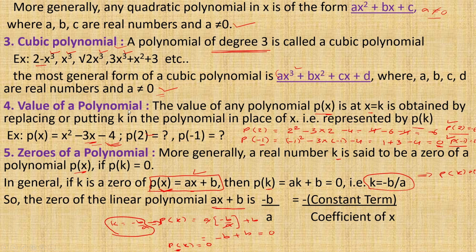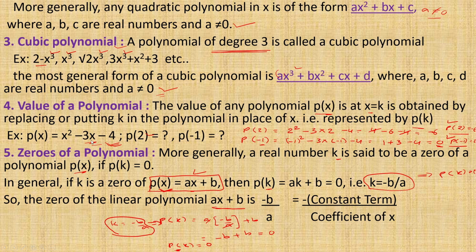Next, what is meant by the value of the polynomial? The value of any polynomial p(x) at x = k is obtained by replacing or putting k in the polynomial in place of x. If p(x) is the given expression, then to get the value of the polynomial p(x) at x = k, simply substitute k in place of x. Then the expression value we get is nothing but the value of the polynomial.